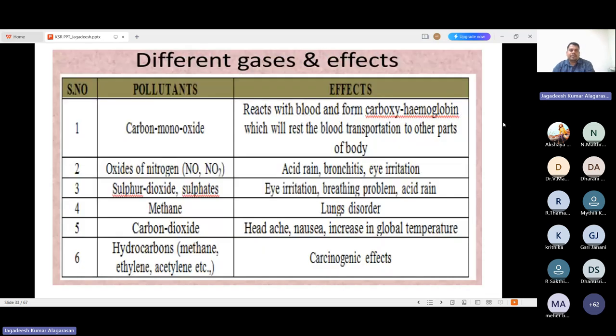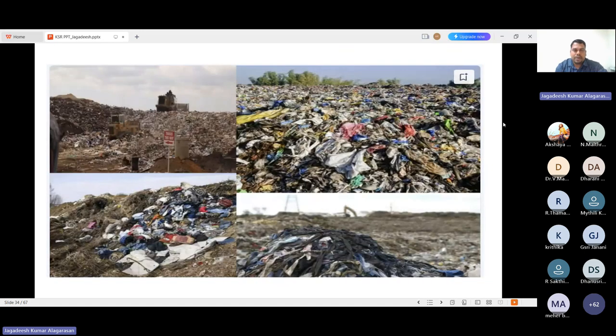So what are the different gases and effects in the air pollution? The pollutants release carbon monoxide, which reacts with blood and forms carboxyhemoglobin, which restricts the transportation of oxygen to other parts of the body. So these are the health effects. Next we are going to discuss solid waste management.